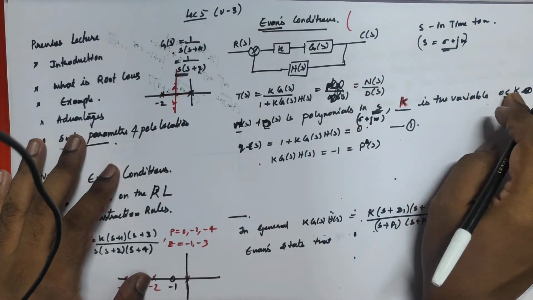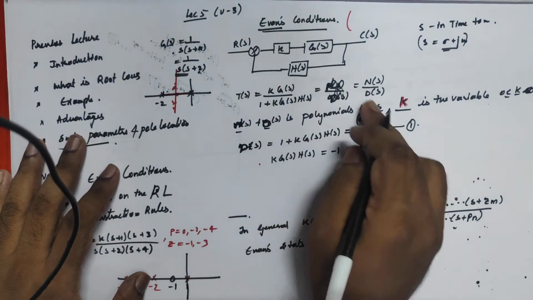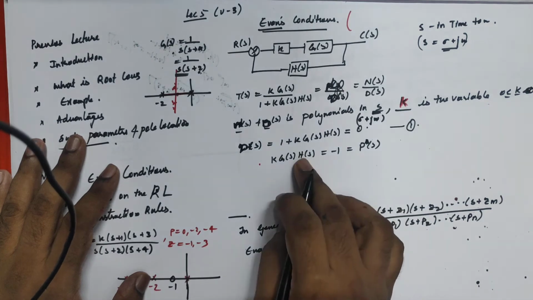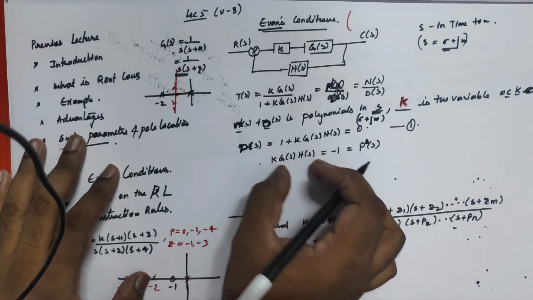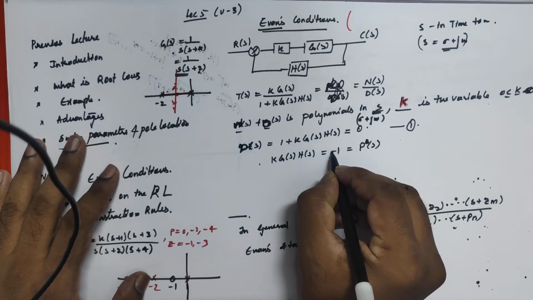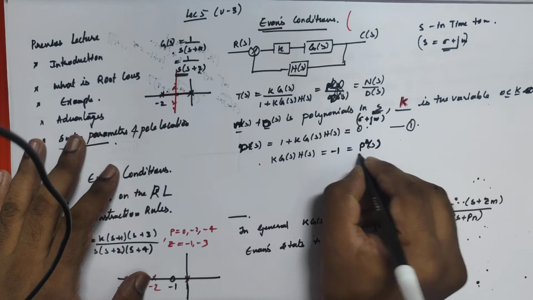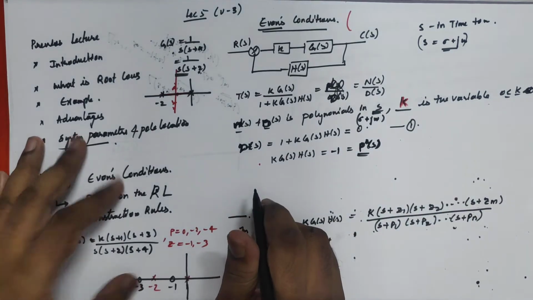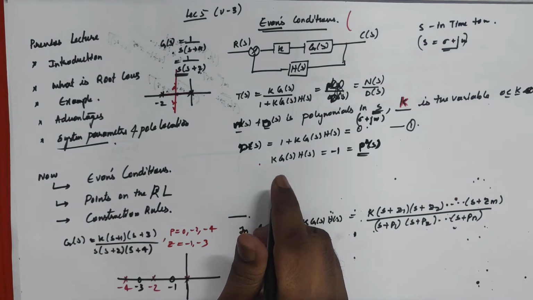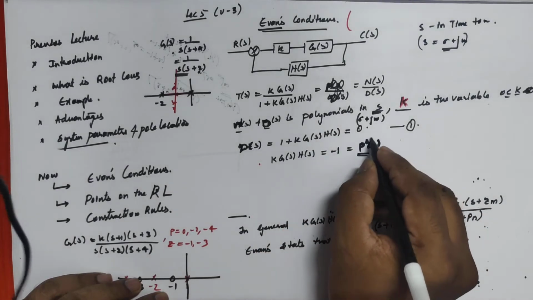You already know this. The denominator, q of s equal to 0, gives the transfer function's characteristic equation, where the open loop function can be written like this. Minus 1, where p of s is a complex number. So the complex function p of s can be written as, what Evans is telling is, this p of s is a complex function.